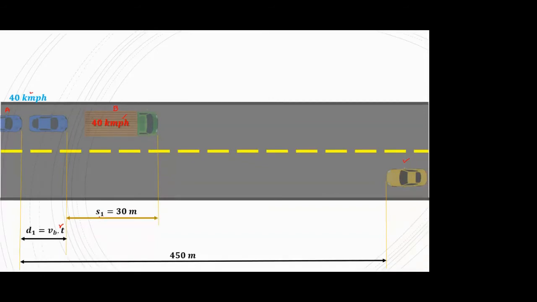So moving ahead, A overtook B by accelerating. Now the actual overtaking operation starts, that it accelerates and then it goes to the adjacent lane.